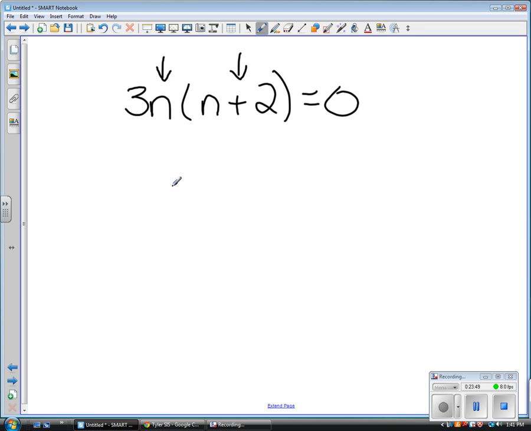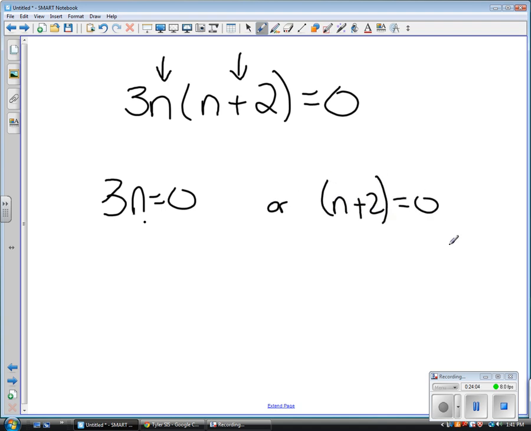Would you agree? So now that you have the two factors, you're going to break this off and say, well, okay, 3n has to be equal to 0, or n plus 2 has to be equal to 0. Now, they both can be equal to 0, but one of them has to be a 0, right? So now, you're going to solve both of these. So how do I solve for n? Divide by 3. So n is what? 0. Okay? What about this one?